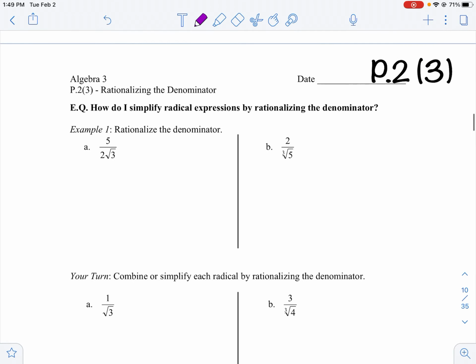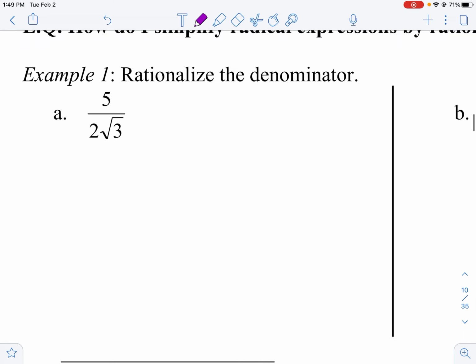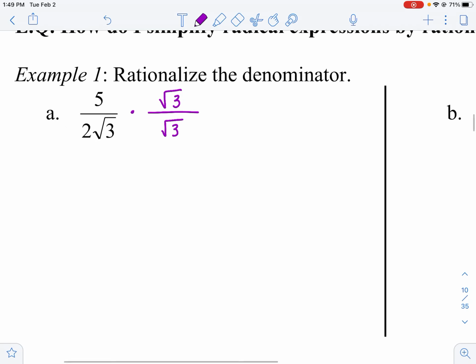So to do this for this first example, we want to multiply by the conjugate. Meaning if I have a square root of 3 in the denominator and I want to get rid of it, I'm going to multiply both numerator and denominator by the square root of 3. So we're multiplying by a 1 value. We multiply fractions straight across, so it's going to be 5 times the square root of 3. And then if I multiply this, I get 2 times the square root of 9.